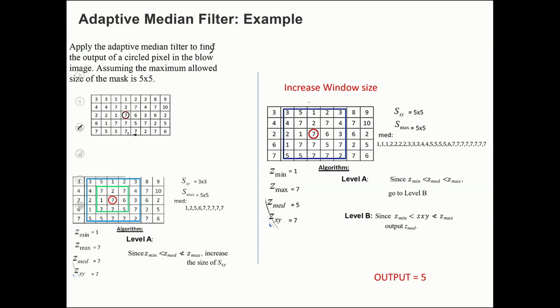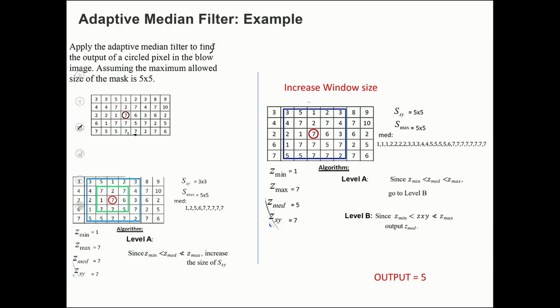So what was the first condition? The things I need are the min, the max, the median, and the pixel itself. So what is the minimum here? Minimum is 1. What is the maximum? 7. What is the median? Again, you have to sort it, and you can see that the median is 7 here. And the pixel itself is 7.